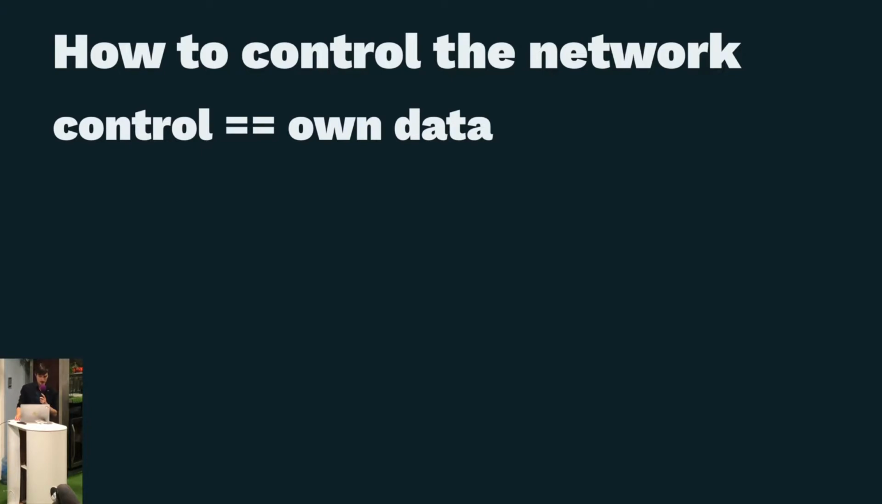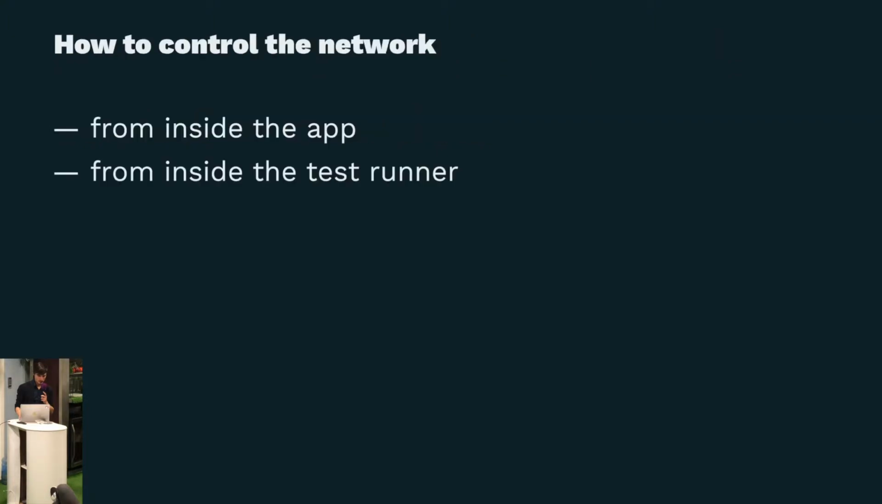But when it comes to UI tests, you don't have this, because UI tests run in a separate process from your application. There is a separate test runner process with its own network stack. So it's trickier to control the network stack of the app and influence the app from UI tests. But there are ways. Basically there are two options: you can do it from inside the app, or you can do it from inside the test runner.